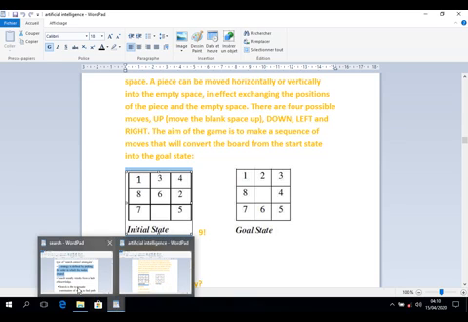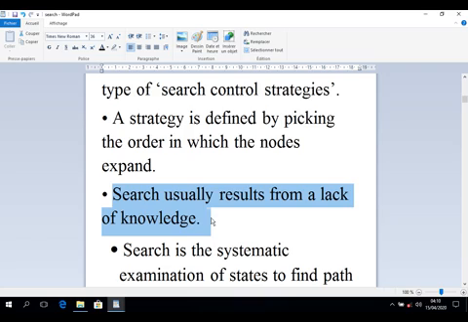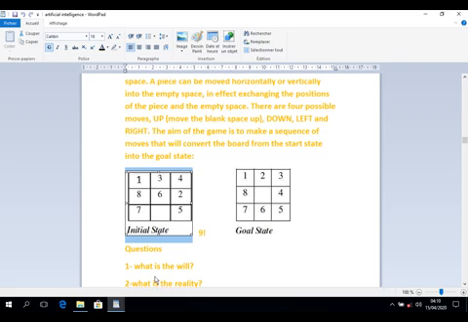Search usually results from a lack of knowledge. So why do we search? Just because we don't have the knowledge, we don't know exactly how the solution should be obtained. Is it okay? So in this problem, for example, from this state, we don't know how to get to the goal state. So that is why we should search for the solution, because we don't know the solution. Is it clear? Fine.